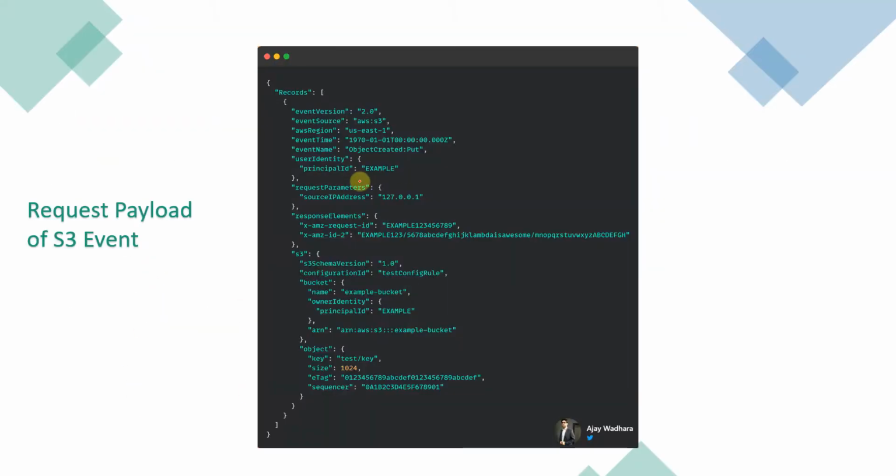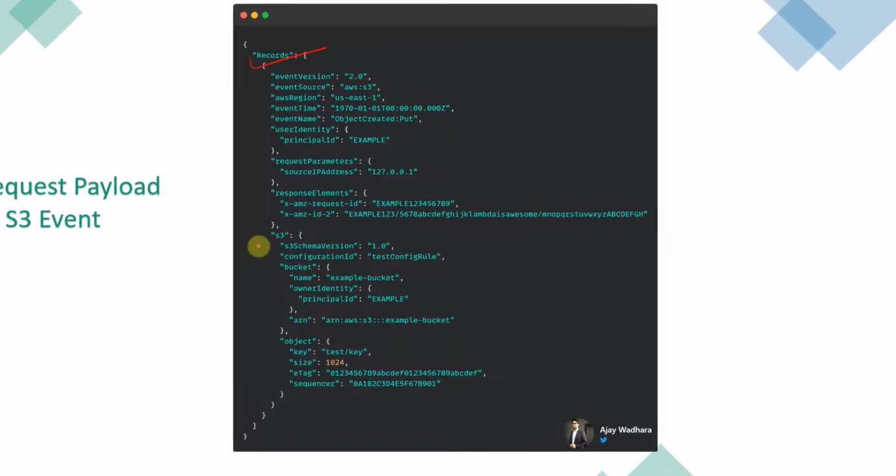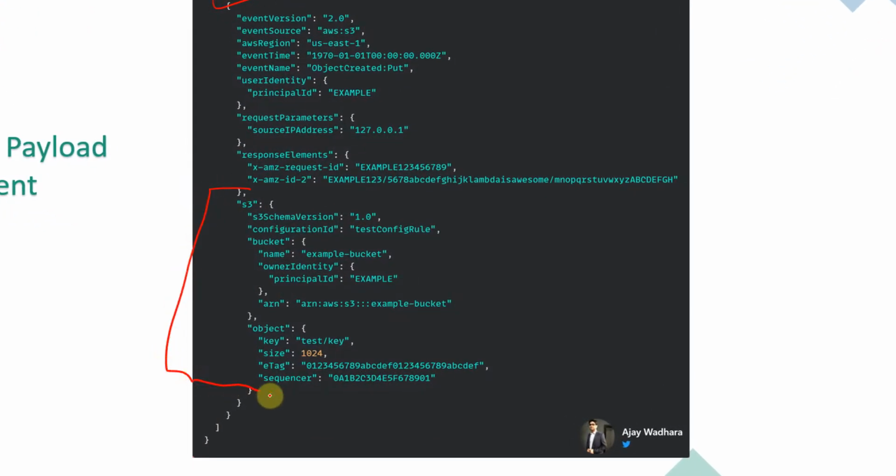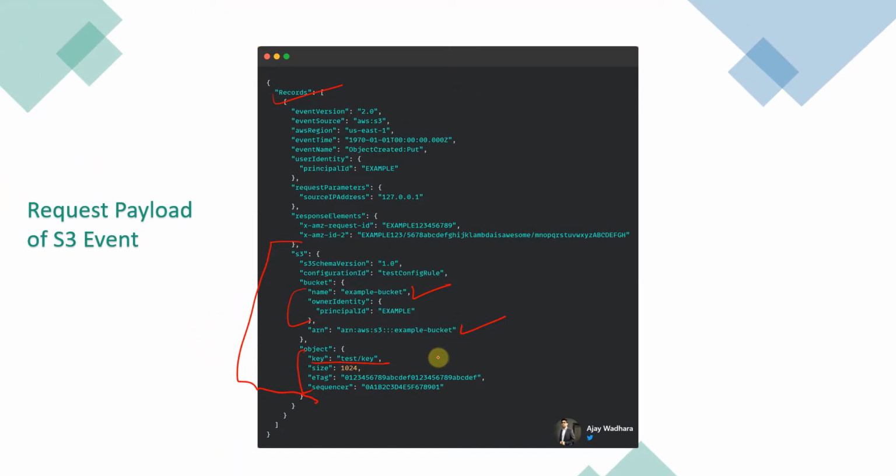This is an example request payload of S3 put event. You can see we get an array of records here. For one object, we get one entry. Here we have S3 object details. You can see here we have the bucket name and then ARN of the bucket. We don't get the actual object, rather we get details about the bucket and the object. So you can see here we have the object key. We will use bucket name and object key to fetch the actual object using the S3 SDK.